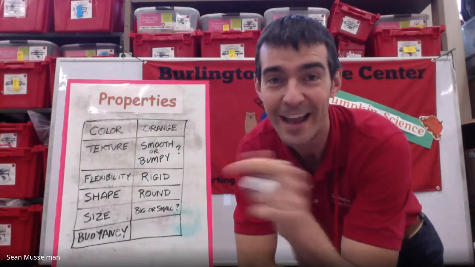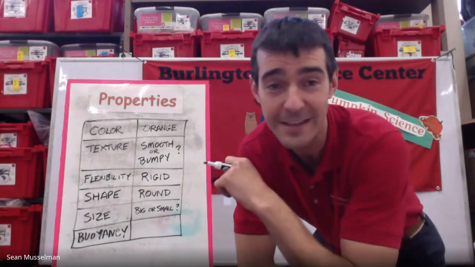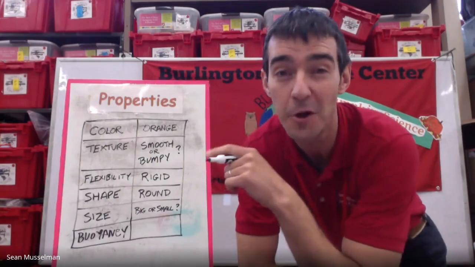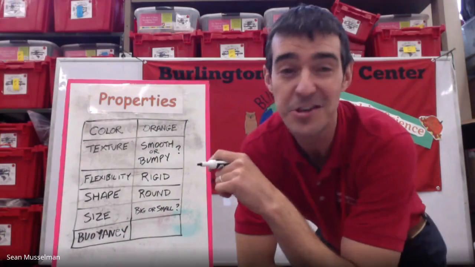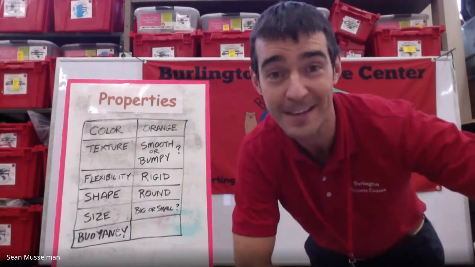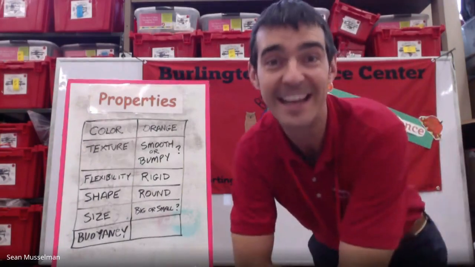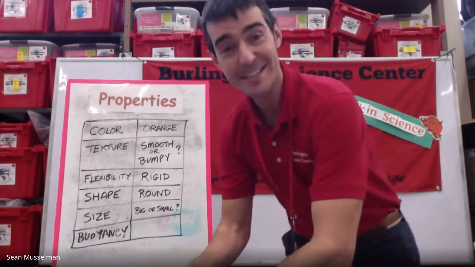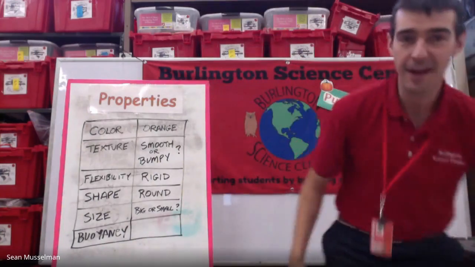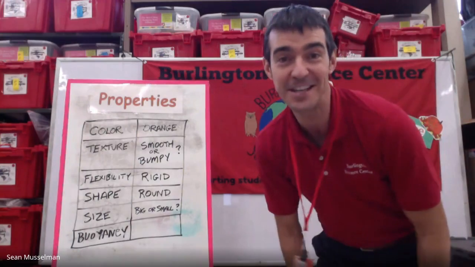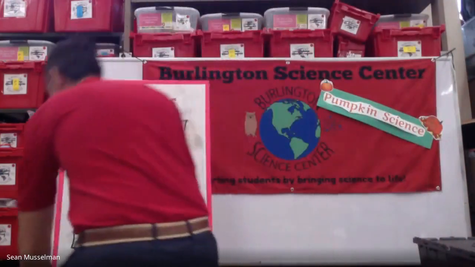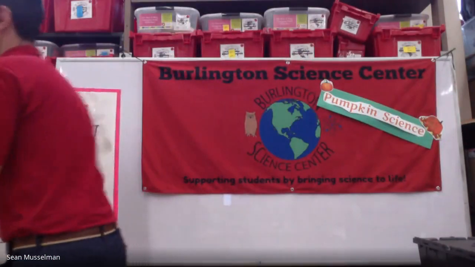That's right. We use the word buoyant or buoyancy to describe whether or not something floats or sinks. And there's no better way to determine the property of buoyancy for a pumpkin than to actually see if it floats or sinks. So it's time for our first demonstration of the day. Does a pumpkin float or sink?